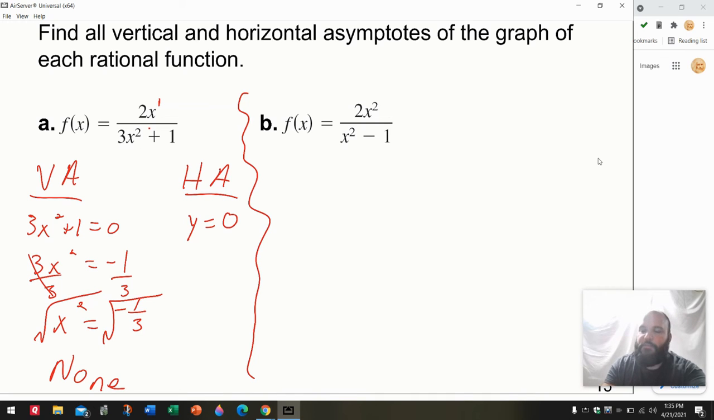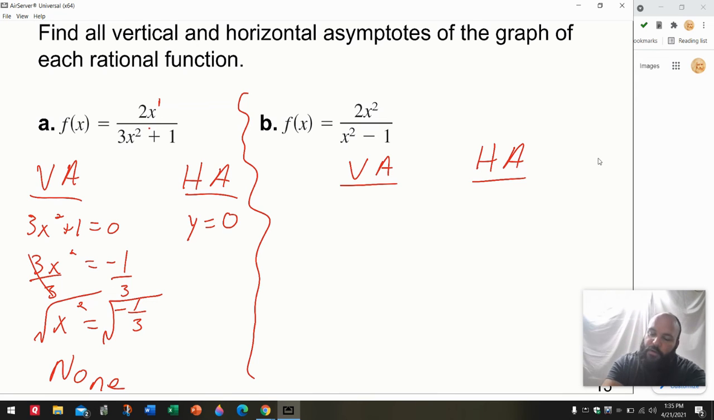Now, moving on to the next one. Same thing. We're going to find the vertical asymptote, and then we'll find a horizontal asymptote. And sometimes there aren't any, as you can see in that first one, and there are sometimes not any horizontal asymptotes as well. Just depends on the problem.